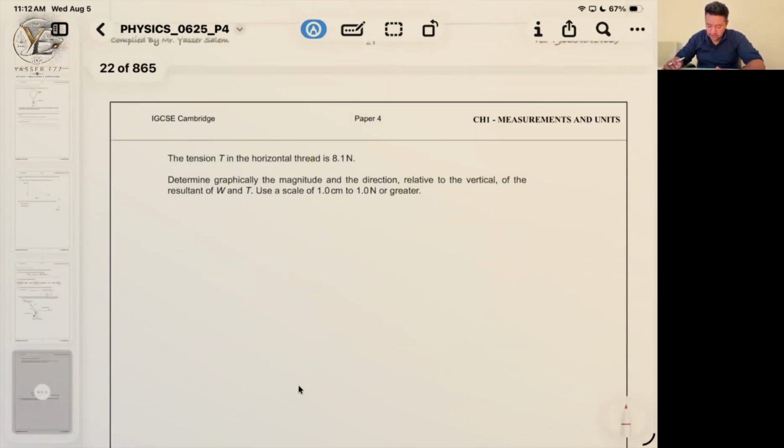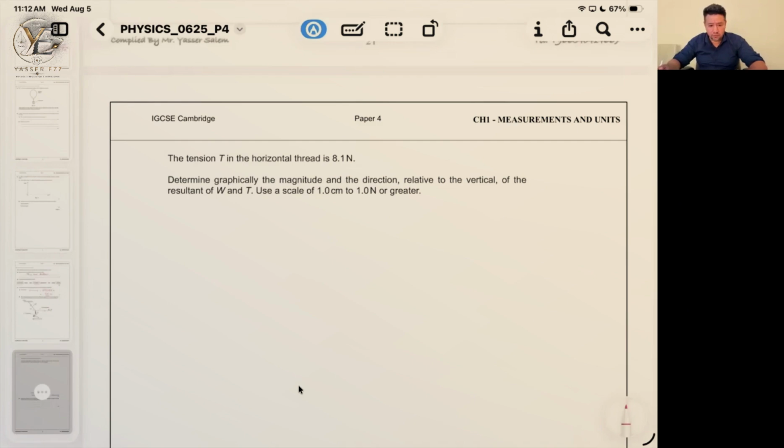Okay, determine graphically the magnitude and the direction relative to the vertical of the resultant of W and T. Use a scale of 1.0 centimeter to 1.0 newton or greater. So that is the minimum for the scale given. Sometimes the examiner will not give you the scale and you are asked to find it by using your own scale. But since the examiner is forcing us to use 1 centimeter equals 1 newton, it will be okay.